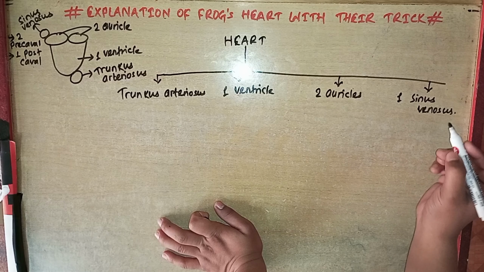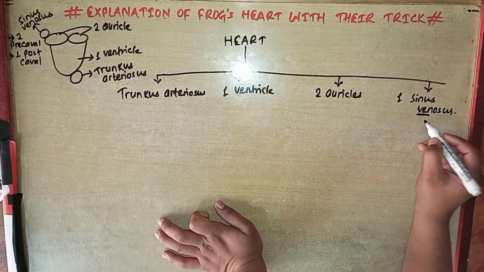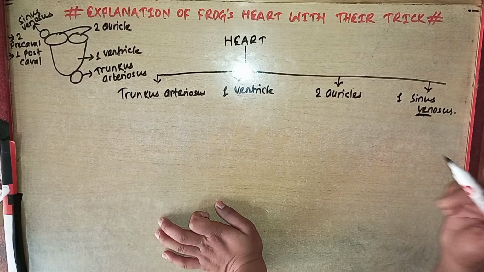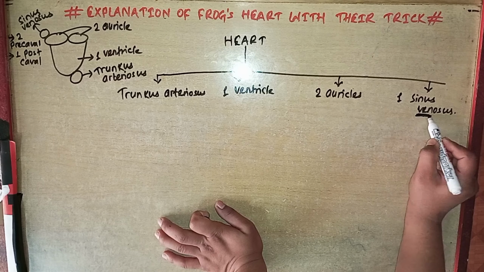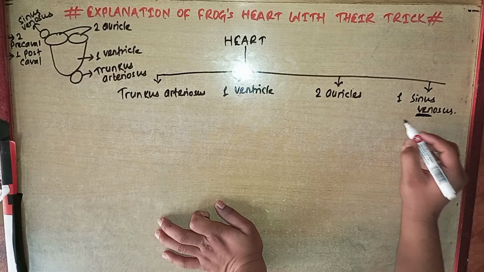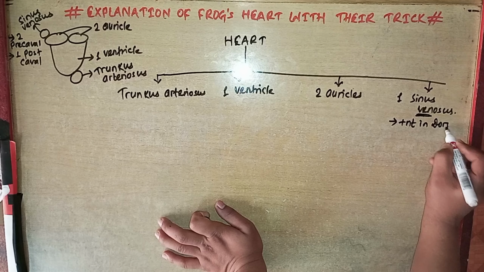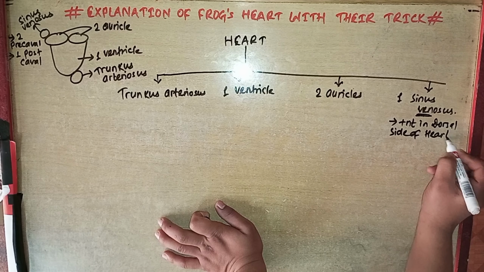To remember this, the name sinus venosus has VE, so it looks like ventral, but sinus venosus is actually present in the opposite position, that is, in the dorsal side of the heart.